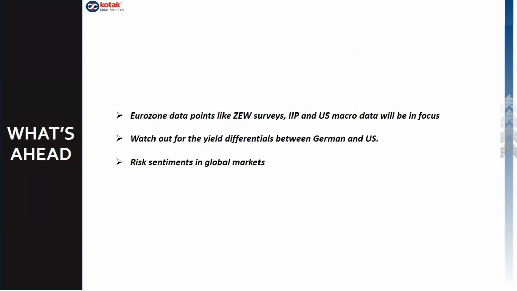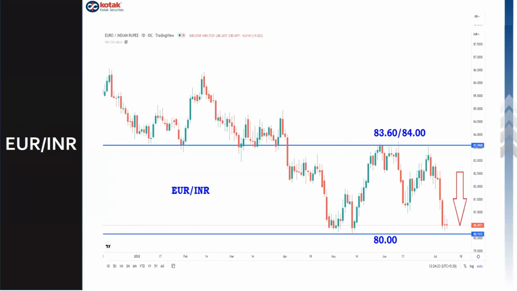So what's in store for the next week? We have several other macroeconomic data points: the ZEW surveys, IIP. We also have to keep an eye on the US economic data, which we will cover later on. And definitely keep an eye on the yield differential and the overall risk sentiment. When equity markets globally are selling off, that's the time when the dollar tends to do well, which means euro dollar comes under pressure, and vice versa.